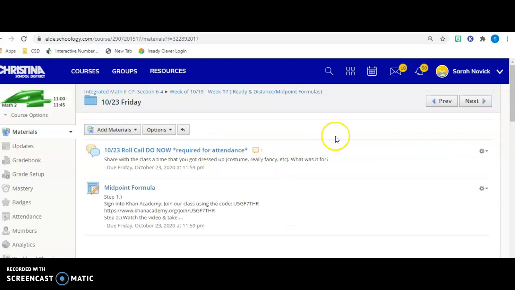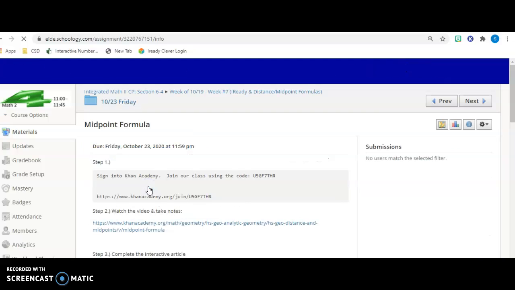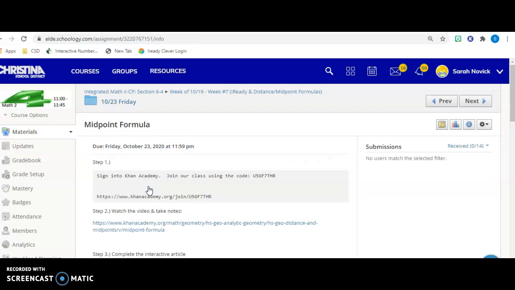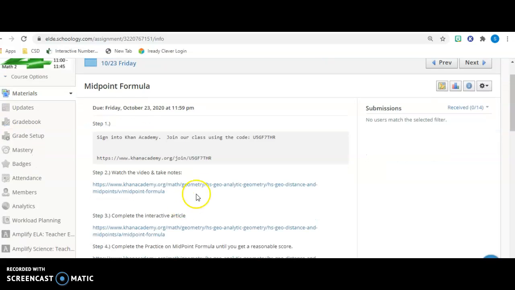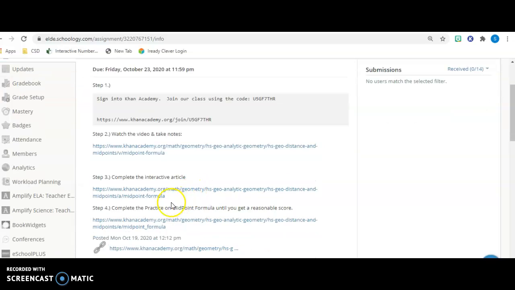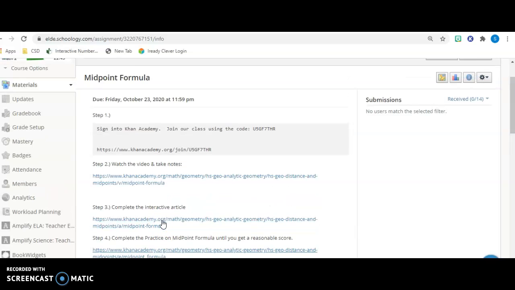So Friday, of course, start with your roll call do now, and then you can see our assignment is posted here. Your first step, sign into Khan Academy. This is our class code. There's a video to watch and to take notes on. Then you want to complete this interactive article. And then finally, there's a completion of practice on the midpoint formula.